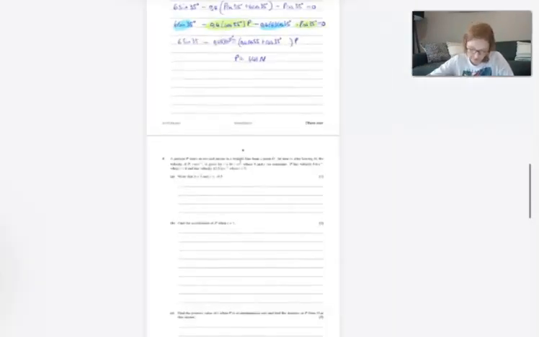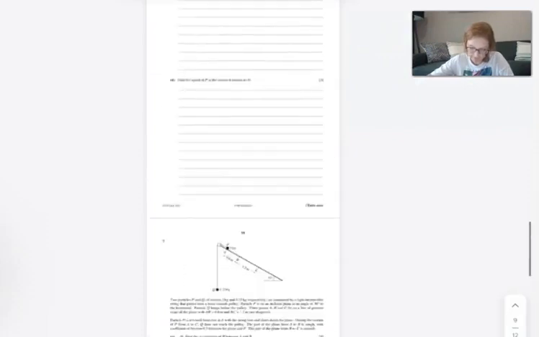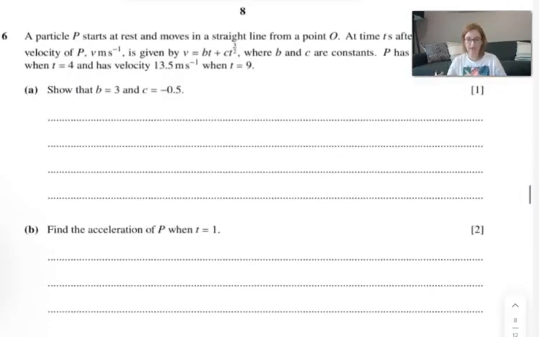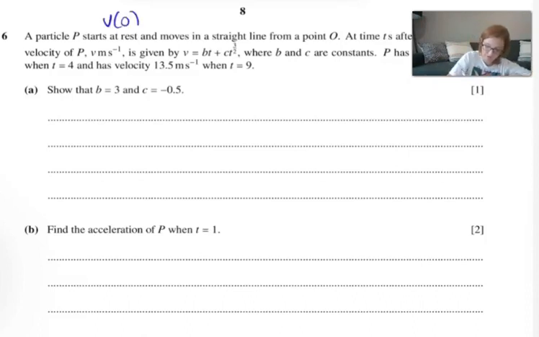If we just orientate ourselves, I've got a 6. Okay, so 6 and 7 are left. Immediately when I'm seeing this, I'm seeing kinematics. It's varying acceleration, which means I am going to be using integration and differentiation. A particle starts at rest, so my velocity at naught is equal to naught. It moves in a straight line, so I may use kinematics from point O. The time after leaving O, the particle has that velocity, and I see a lot of variables.